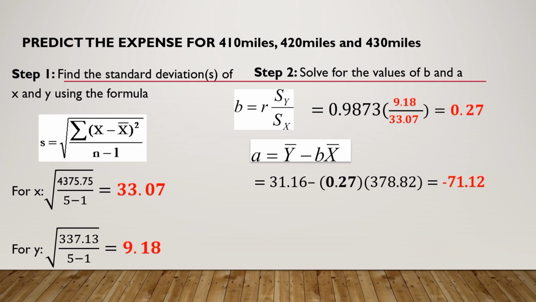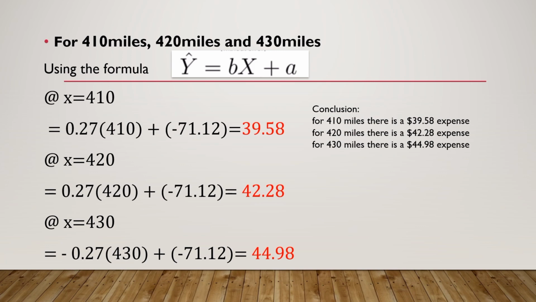So that is 31.16 minus 0.27 times 378.82, which is equal to negative 71.12. To predict the expenses for 410 miles, 420 miles, and 430 miles, let's go back to the linear regression formula. Y hat is equal to bx plus a. So for x equal to 410, let's substitute all the values that we got: 0.27 times 410 minus 71.12, so we'll have 39.58. For x equal to 420, we'll have 42.28. And for x equal to 430, we'll have 44.98.